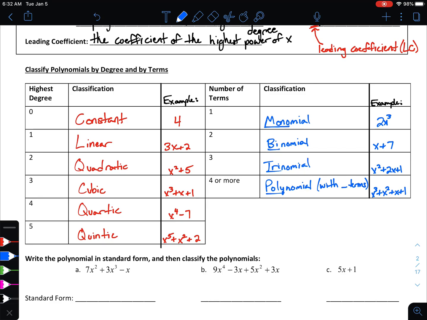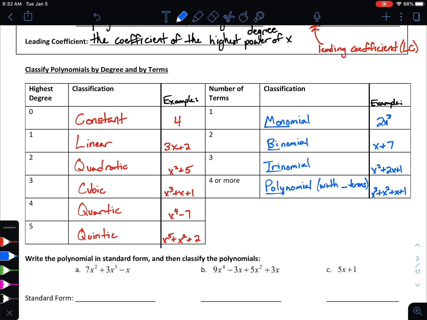For the number of terms, we also have a classification. If it's got just a single term, we're going to call it a monomial. So an example of that would just be 2x to the third. So you just have one term. Now, obviously, multiple parts to that is okay, but you're not adding or subtracting anything from it.